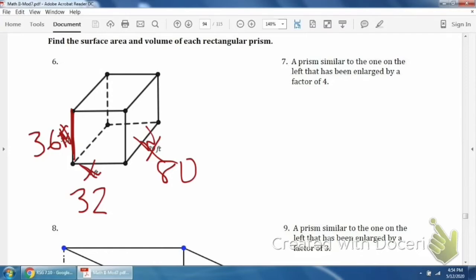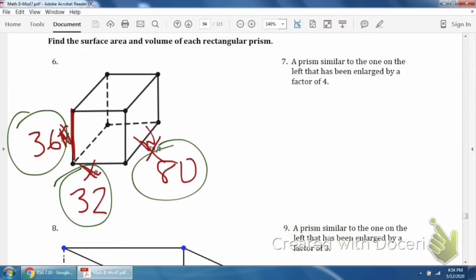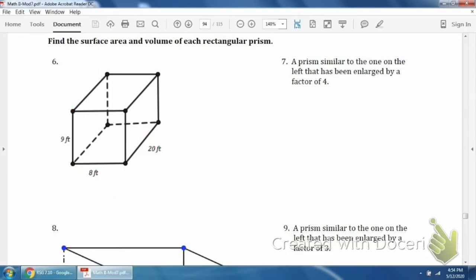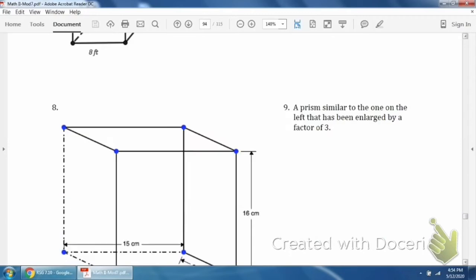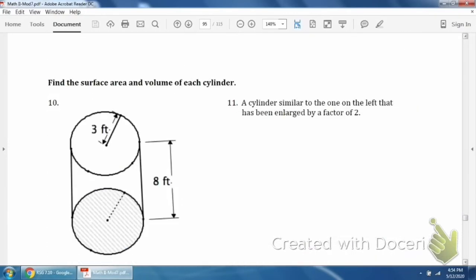And remember, volume is just length times width times height. So to get the volume, you would multiply that times that times that. Alright? This should help you. This should be good for 7 and 8.